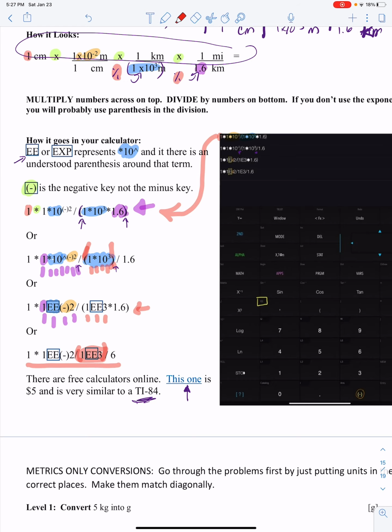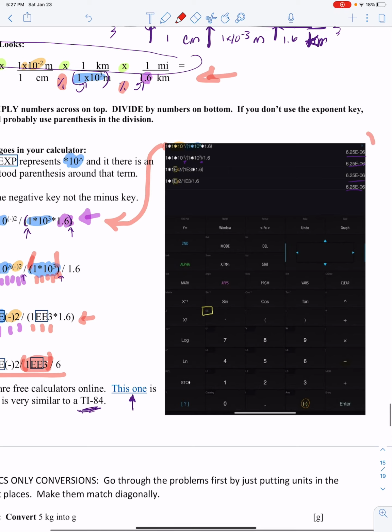I recommend trying to put this in your calculator. Make sure, first of all, that you're getting these numbers, and then make sure you're comfortable with how you're going to do it. If you can't get it in the calculator and get these answers, you need to talk to me and try to get it figured out.